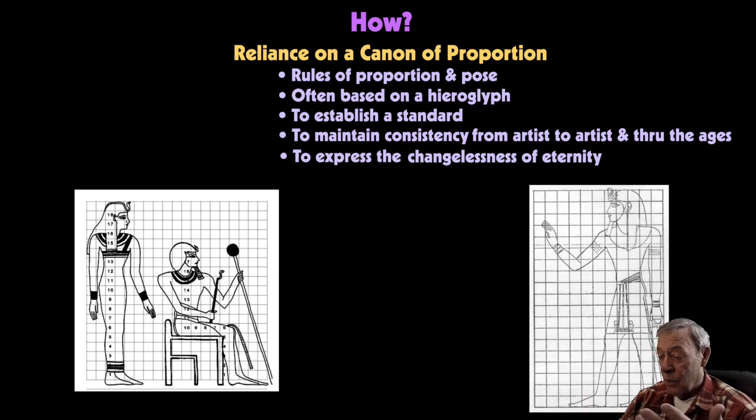So if you want to understand why Egyptian art looks the way that it does, and why they approached it the way that they did, keep that in mind. That is basic to all of their artwork. So whenever you are evaluating a work of Egyptian art, keep in mind, how does that express the idea of eternity and the changelessness of it?